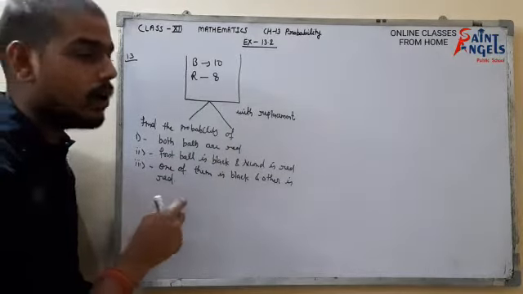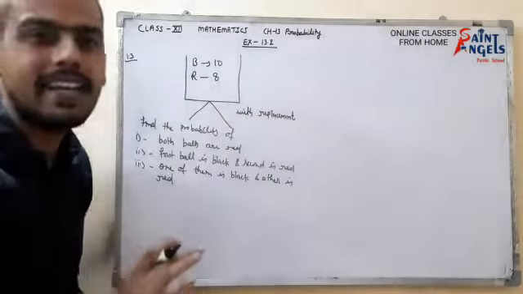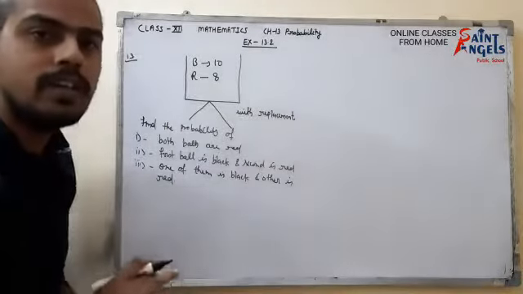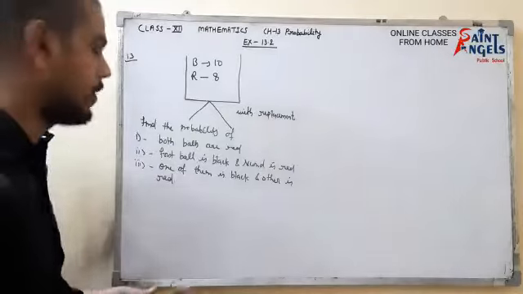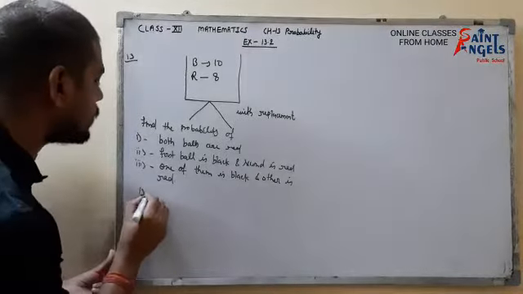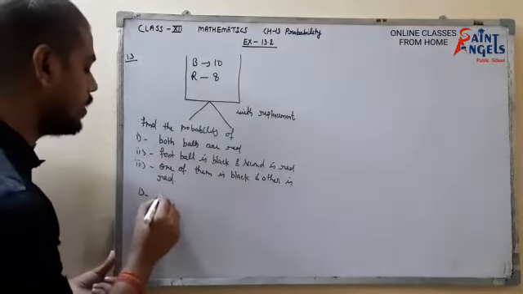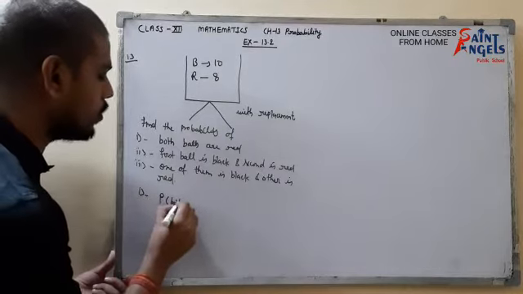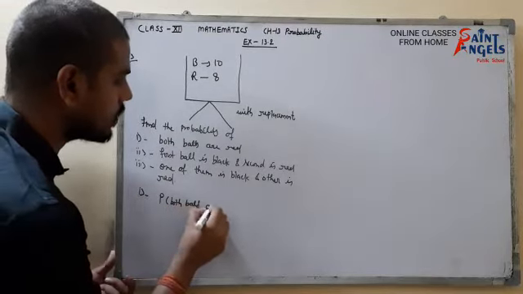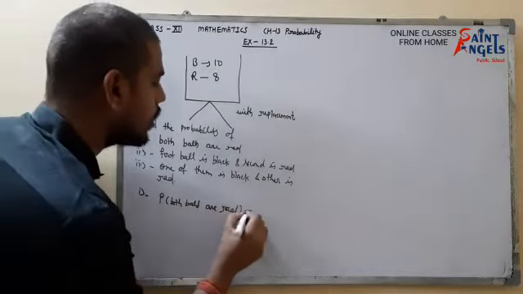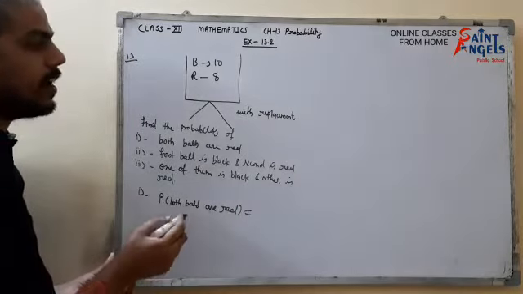Very easy question. Okay, I am doing it directly. I'm not considering any event. I'm just doing it the way we used to do in 11th class. Okay, so the first question: both balls are red. Probability of both balls being red.